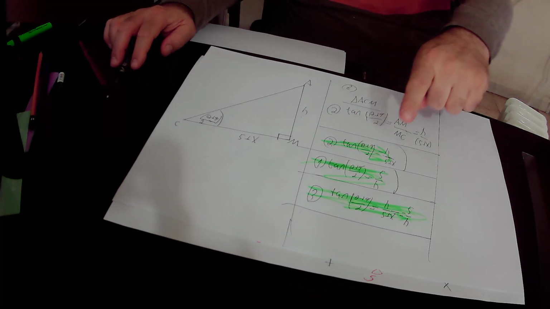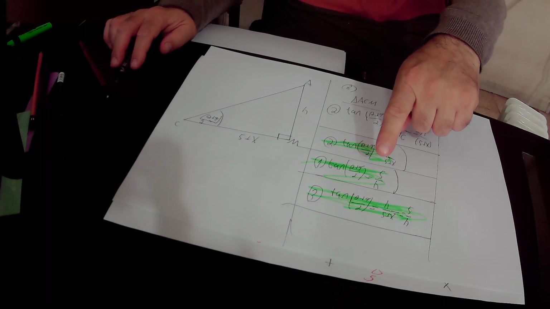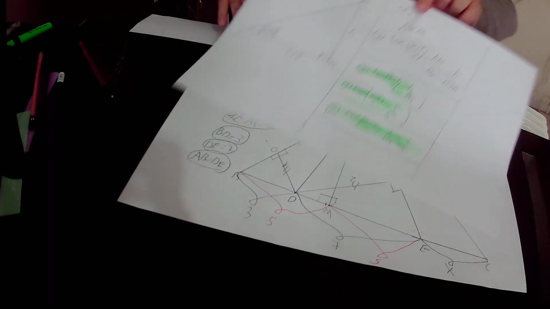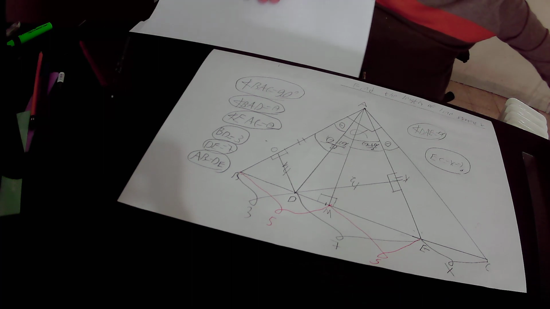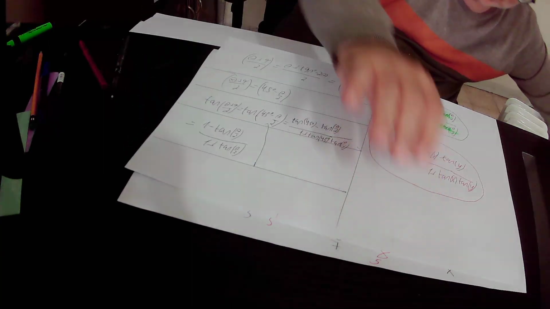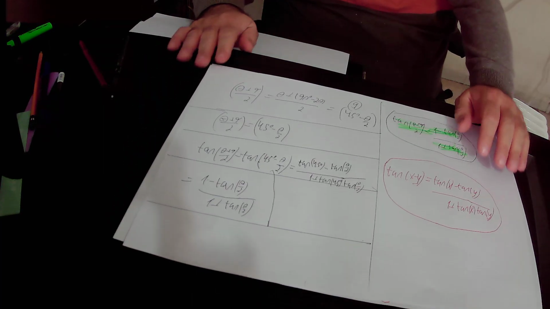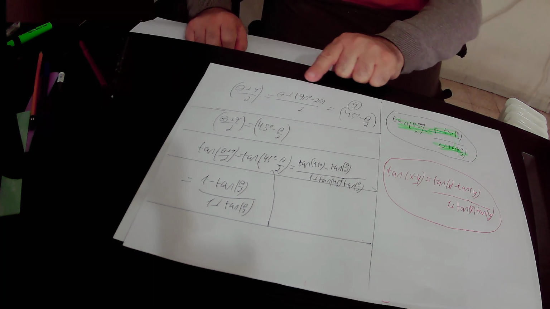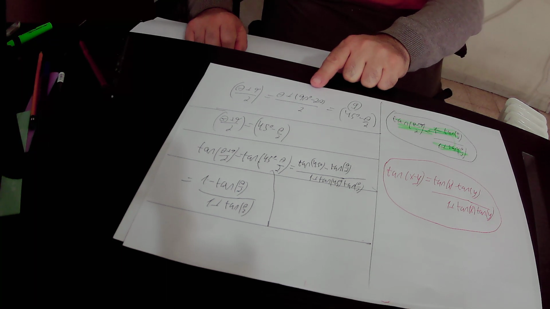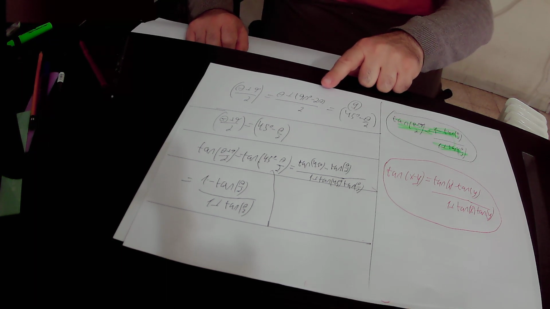Then we find the value of theta plus alpha over 2. What is the value of theta plus alpha over 2? Actually, theta plus alpha over 2 equals theta, and alpha equals 90 degrees minus 2 theta. So we substituted alpha by 90 degrees minus 2 theta.